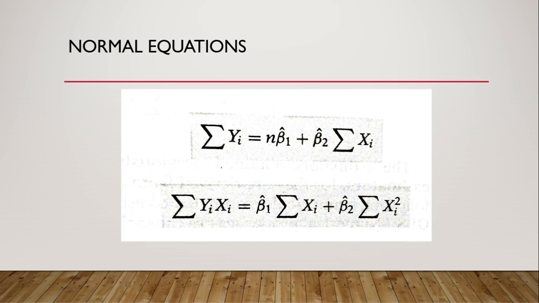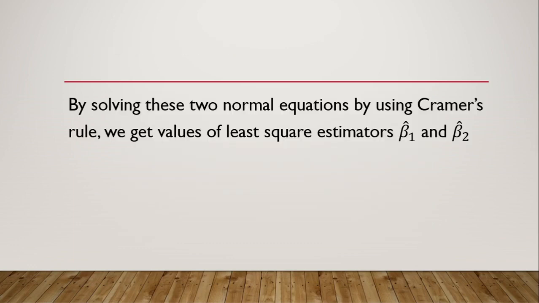To calculate the OLS estimates, we have to solve this equation. By solving these two normal equations using Cramer's rule, we get the values of the least square estimators beta 1 hat and beta 2 hat. In order to obtain beta 1 hat and beta 2 hat, we have to solve these two normal equations, and for solving those normal equations, we use Cramer's rule.